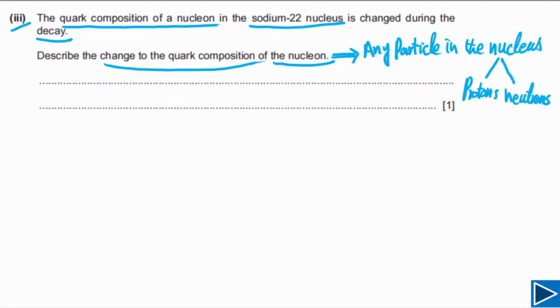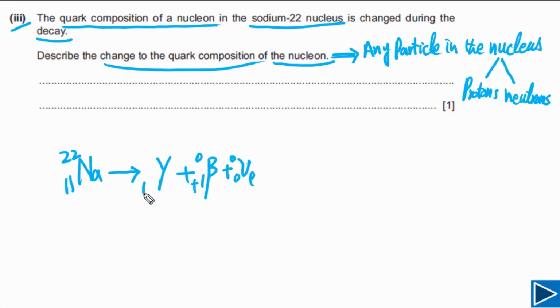Let's try to understand a little bit more about beta plus decay to answer this question. First we will start from sodium. Sodium 22 means the mass number of sodium is 22 and atomic number of sodium is 11. This decays to a daughter nucleus by beta plus decay, or simply we can say by emitting beta plus particle and electron neutrino. This daughter nucleus has atomic number 10 and its mass number is 22.